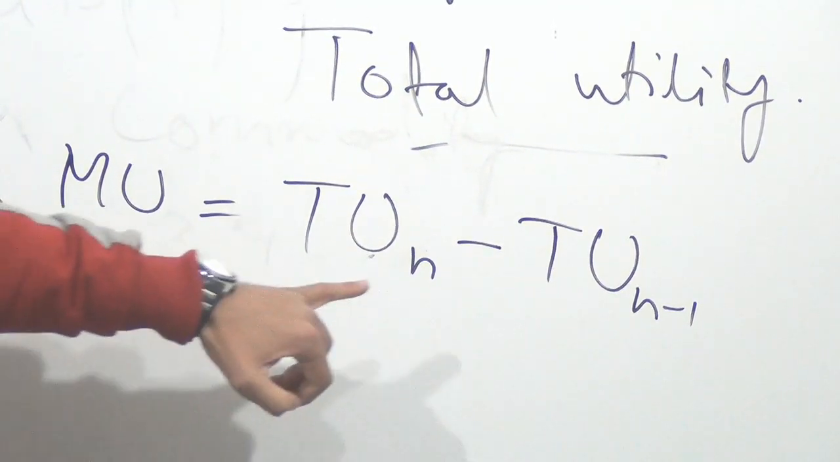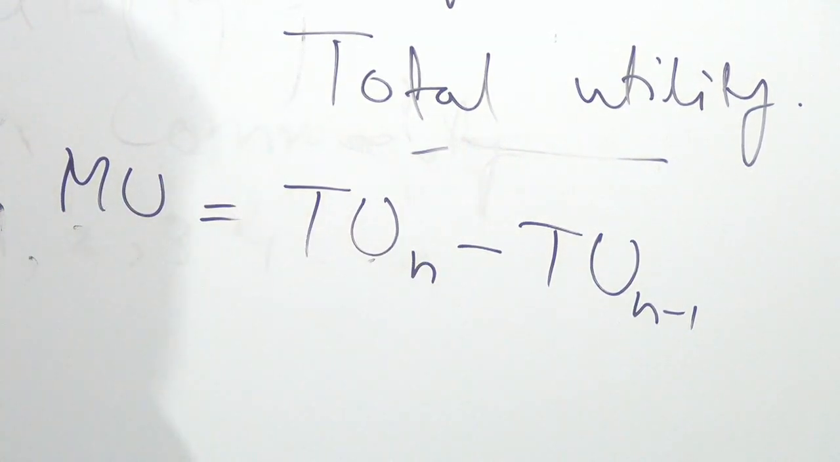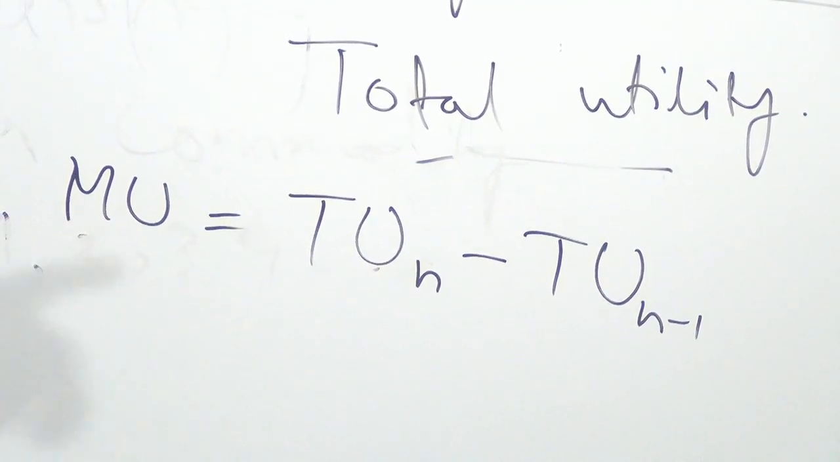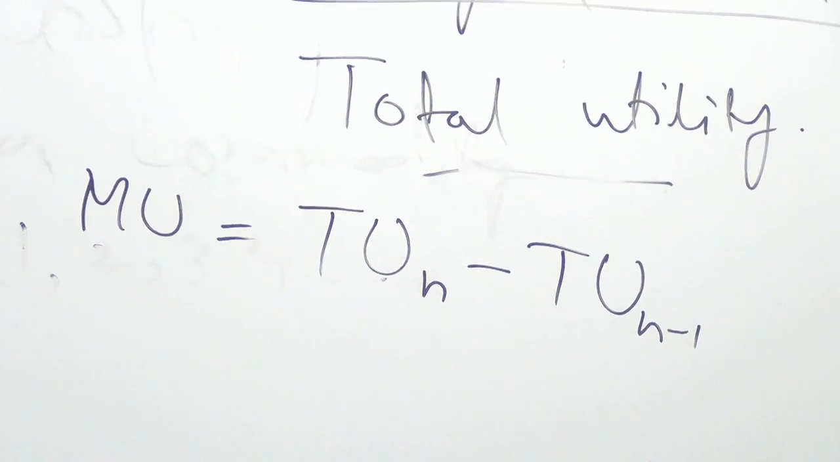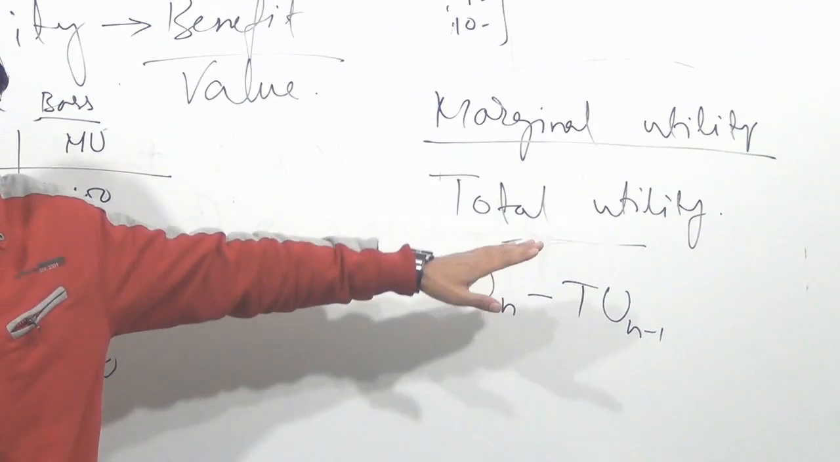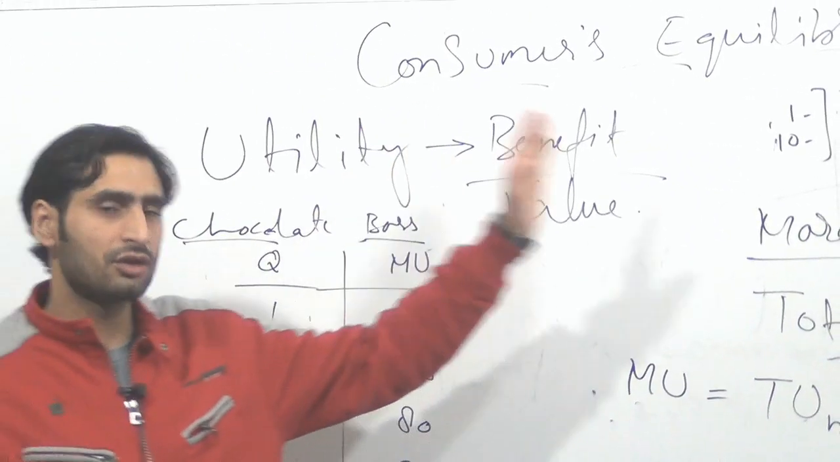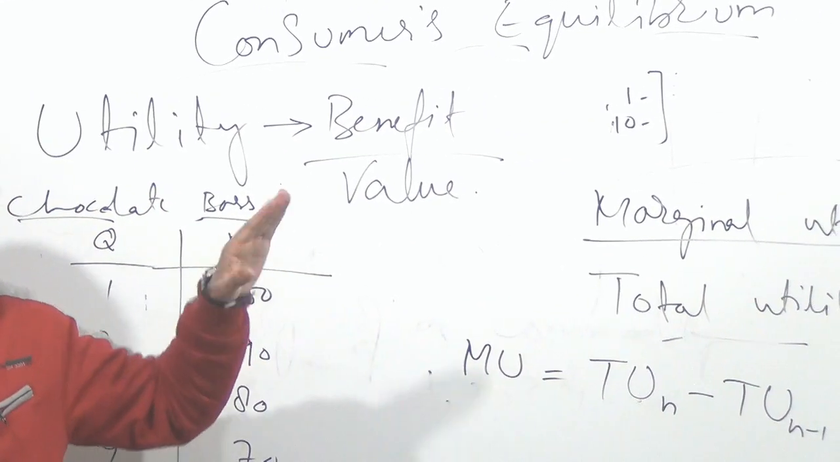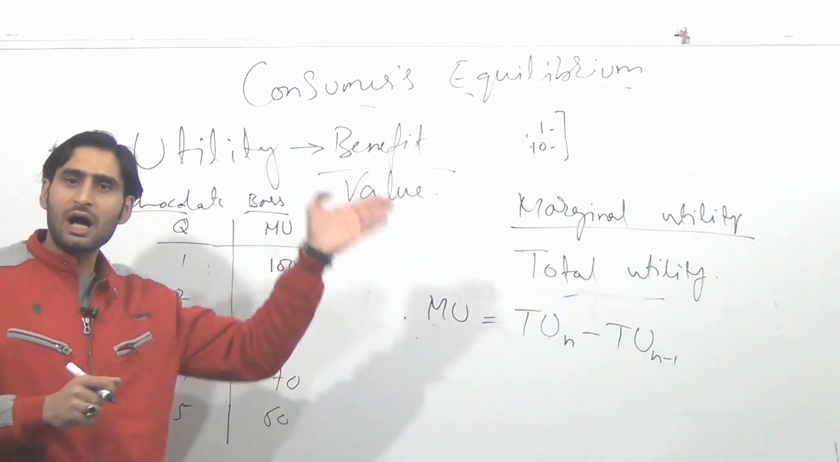Here a problem arises with students many times: they are not able to understand what this n and this n minus 1 is. N is a particular point of time. When we talk about time, we talk about three times: the present, the past, and the future. We won't be taking future time into consideration much while understanding marginal utility or total utility, because we are consuming something and we have consumed something. So we'll be taking the present and the past into consideration.